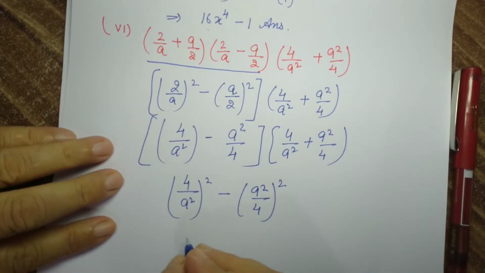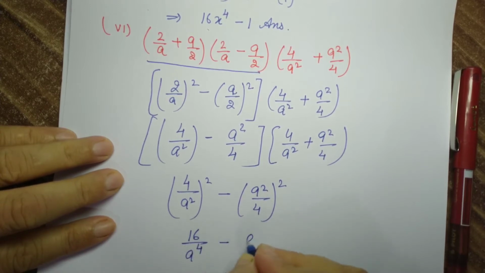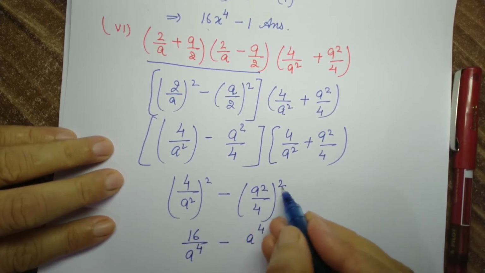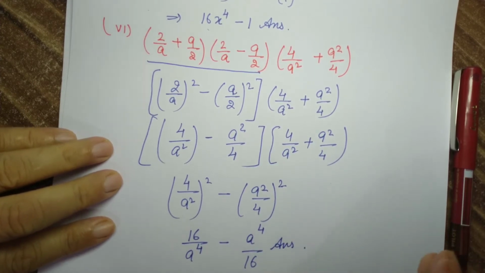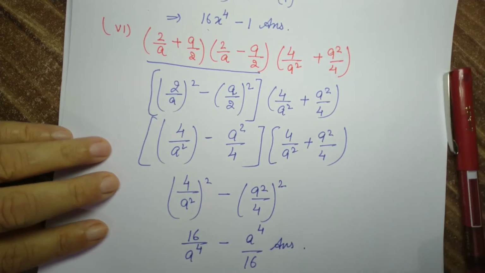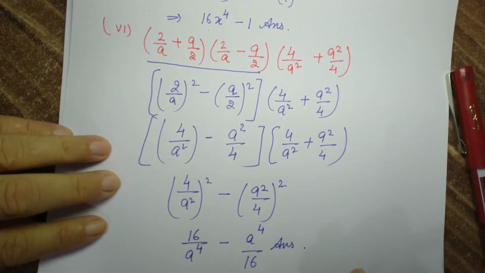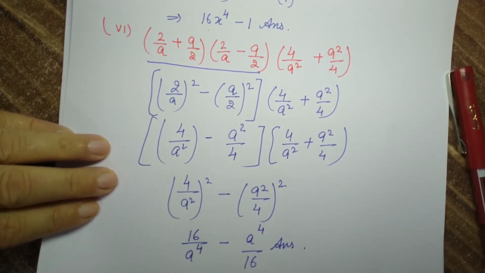Then how to write this one? 4 squared is 16, a raised to the power 4, then a raised to the power 4. Why? 2 squared is 4, then 4 squared is 16. This is our solution of this sixth part. So students, let's move to the next question. Rest of the parts you have to solve by yourself.